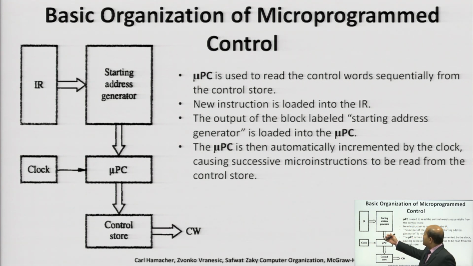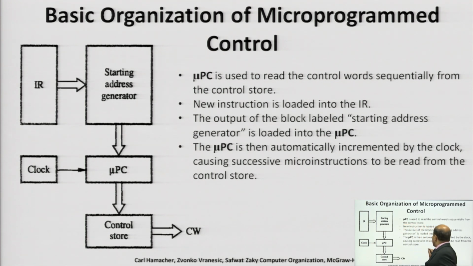Here you can see the instruction register, starting address generator, microprogram counter, clock, and the control store. This starting address generator will issue the address of the first microinstruction, where the first control word is stored, and the clock driven microprogram counter will generate a sequence of addresses of different microinstructions or control words.